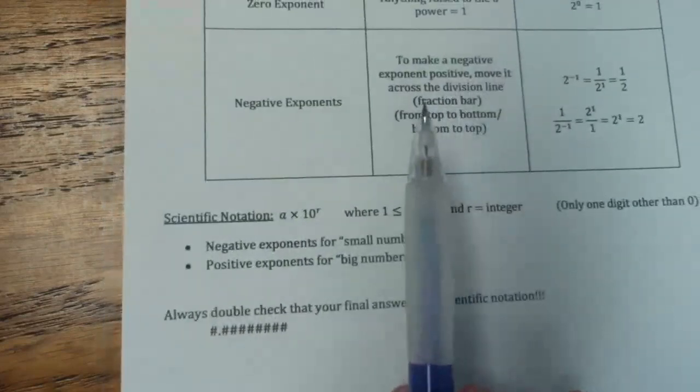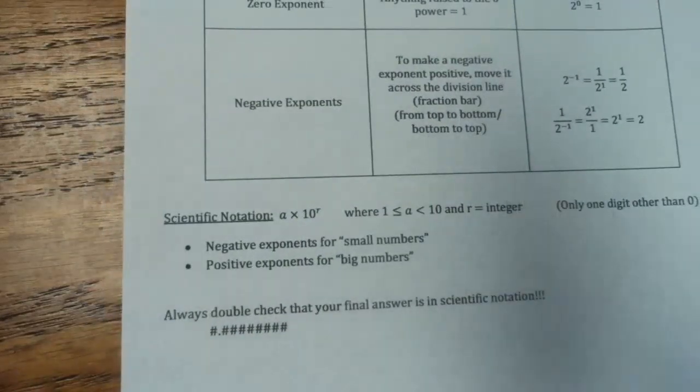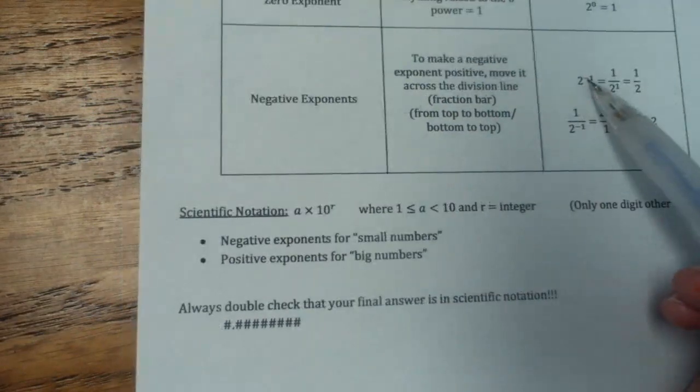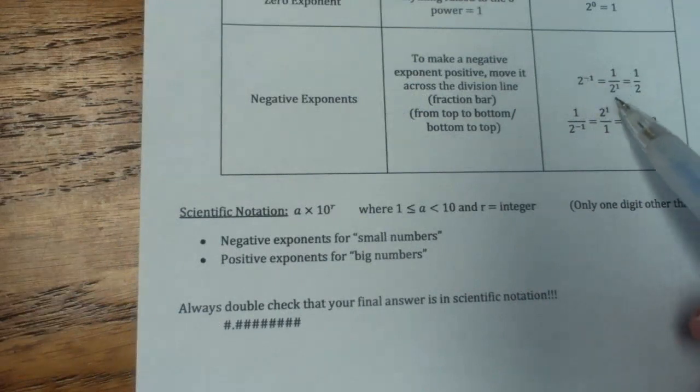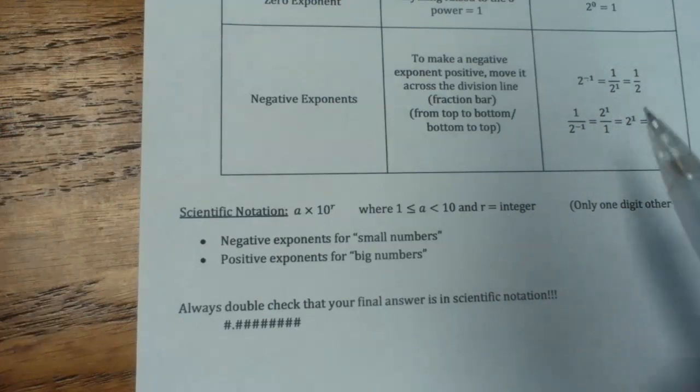Negative exponents. To make a negative exponent positive, move it across the division line or across the fraction bar. So if it's from the top, move it to the bottom. If it's on the bottom, move it to the top. For example, 2 to the negative 1 power would be flipping it to the bottom. So it became 1 over 2 to the first power. 2 to the first power is just 2. So this will give us 1/2.